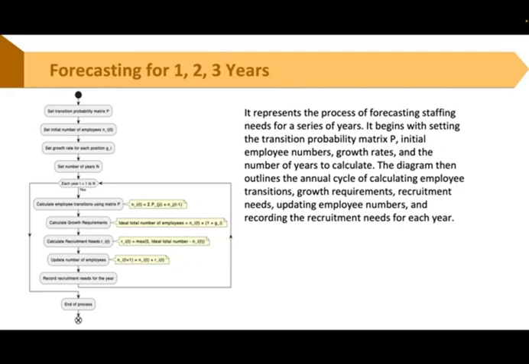It's an approach starting with setting up the transition probability matrix, initial employee numbers, and the growth rates. Each year, we cycle through a series of calculations, like assessing employee transitions, identifying growth and recruitment needs, updating employee numbers, and recording recruitment requirements. This cycle process ensures that our HR planning is dynamic and responsive to changes.